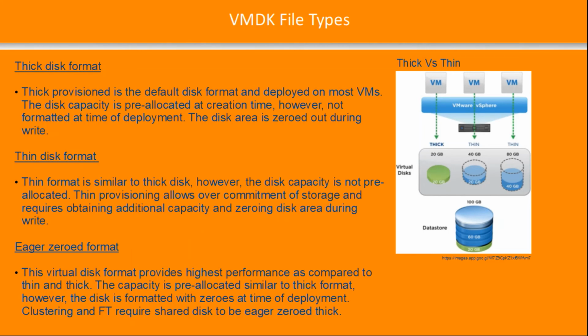Let's take a look at the graphic shown here. It's comparing thick with two thin disks. As we can see, a thick disk of 20 GB is occupying the full 20 GB. The data store size is 100 GB. The first thin disk is 40 GB capped, meaning it can grow to 40 gigabytes. However, currently it's only using 20 gigs. The other thin disk, which is capped at 80 gigs, is currently using 40 gigabytes. The total size occupied right now is about 80 gigabytes.